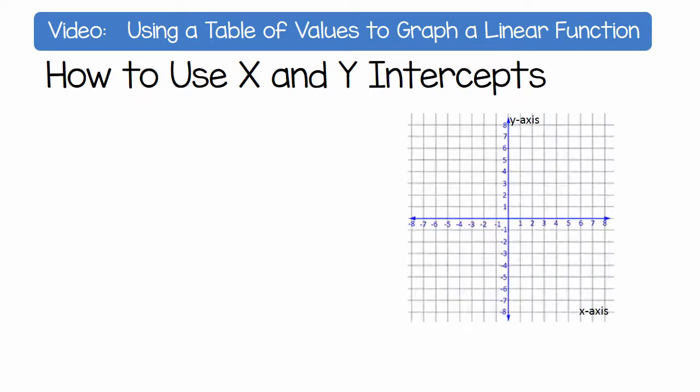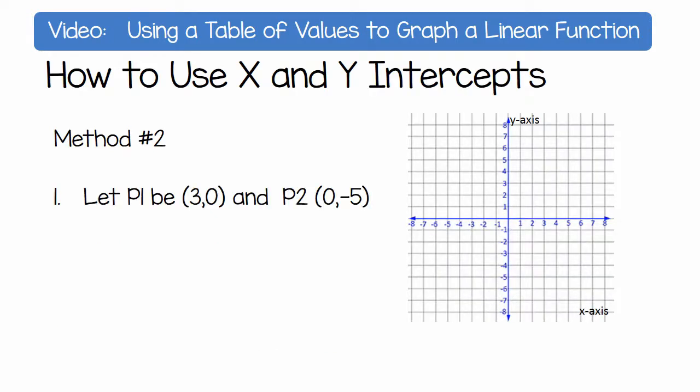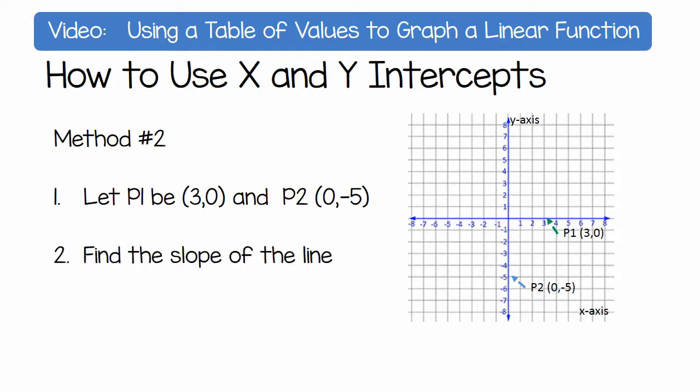Now, a second method would be to find the slope of a line. Let P1 be at 3, 0, and P2 at 0, negative 5. Join these 2 points with a straight line to represent a function. Now I want to find the slope of the line. We know from our previous work that the slope is y2 minus y1 over x2 minus x1. If we substitute in our values, negative 5 minus 0, 0 minus 3, we will come up with the slope value of 5 over 3.